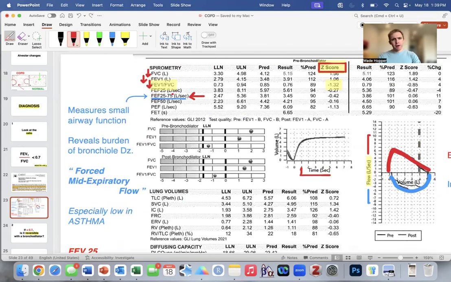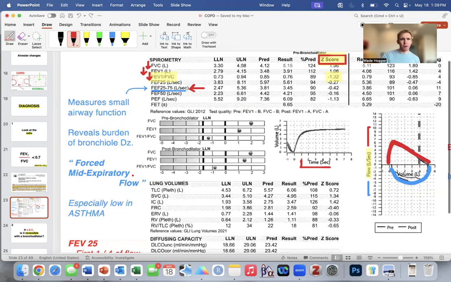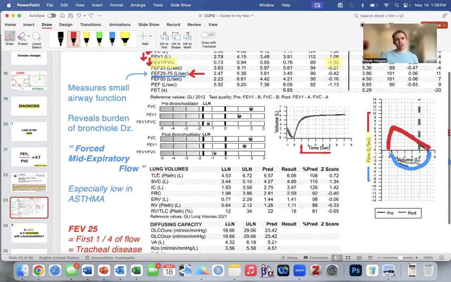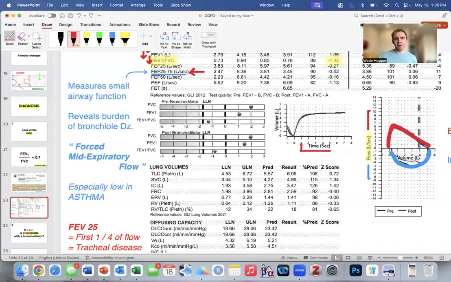But anyway, my take home there is that your forced mid-expiratory flow is a proxy of small airway function, and it shows the burden of bronchiolar disease. By the time you're getting to your FEF 75 to 100, that's the last little bits of air in your lungs. So that's a proxy for alveolar function. So early on in the breath, you're getting a good idea of large airway flow. In the middle of the breath, you're getting a good idea for the medium-sized airway, the bronchiolar flow. And at the end of the breath, you're seeing how their alveoli are doing, puffing that last little bit out.